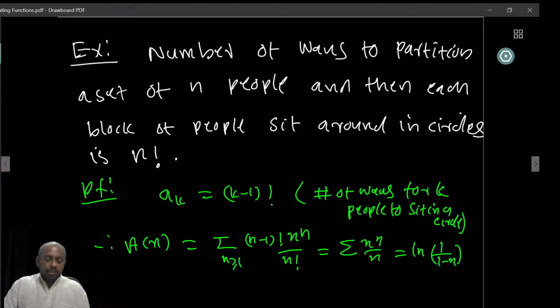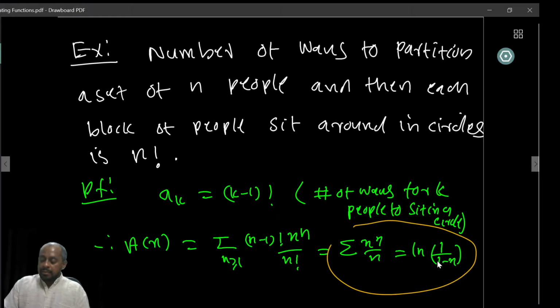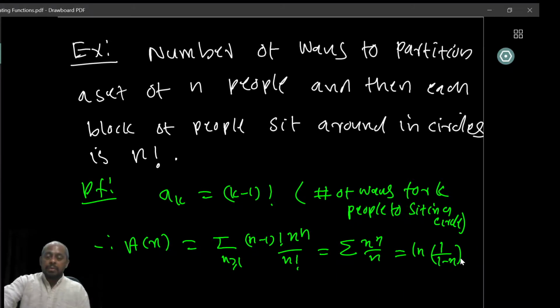So our proof is as follows. We use the composition. Our a_k is (k minus 1) factorial, because that is the number of ways for k people to sit in a circle. We already know the number of circular permutations is (k minus 1) factorial. So therefore a of x is summation (n minus 1) factorial into x raised to n by n factorial, which is the exponential generating function, which is summation x raised to n by n, which is log of 1 by (1 minus x). You remember your calculus again. Summation x raised to n by n is log of 1 by (1 minus x), logarithm to the base e.